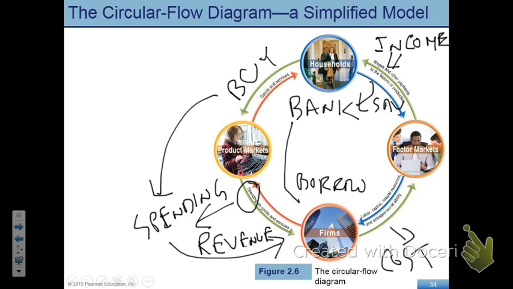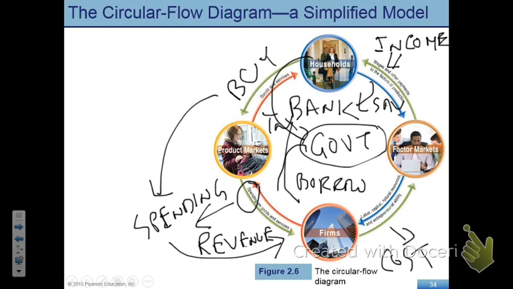Now, I will formally put government inside our circular flow diagram, and I'm going to argue that not having government in this circular flow diagram makes this model almost meaningless. Because in order to really have a good understanding of the economy, we need to understand the government. Why? Because government is everywhere. Our household pays taxes to the government. Our firm pays taxes to the government.